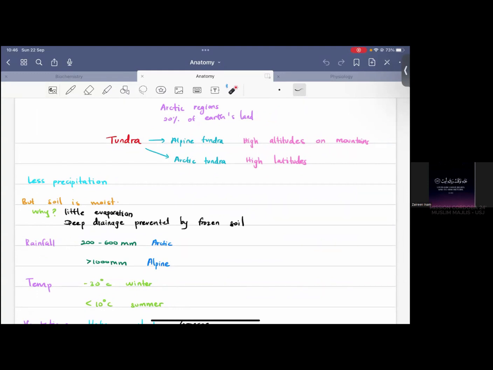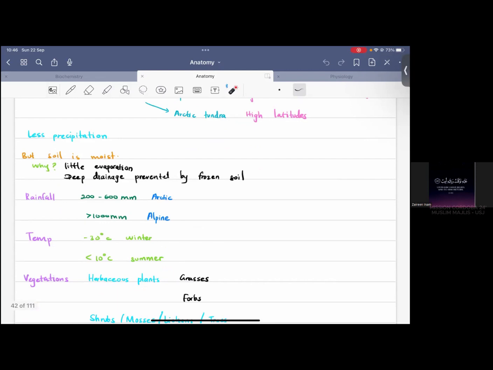So that is tundra. And you have two types of tundra, alpine tundra and arctic tundra. Alpine tundra is mainly in the high altitudes on the mountains. Arctic tundra is in the high latitudes. That is not necessarily in the mountains. Even in the low level, you can see the Arctic tundra. But alpine tundra is in the mountains. So you know alpine tundra should be a little bit more extreme than the Arctic tundra.